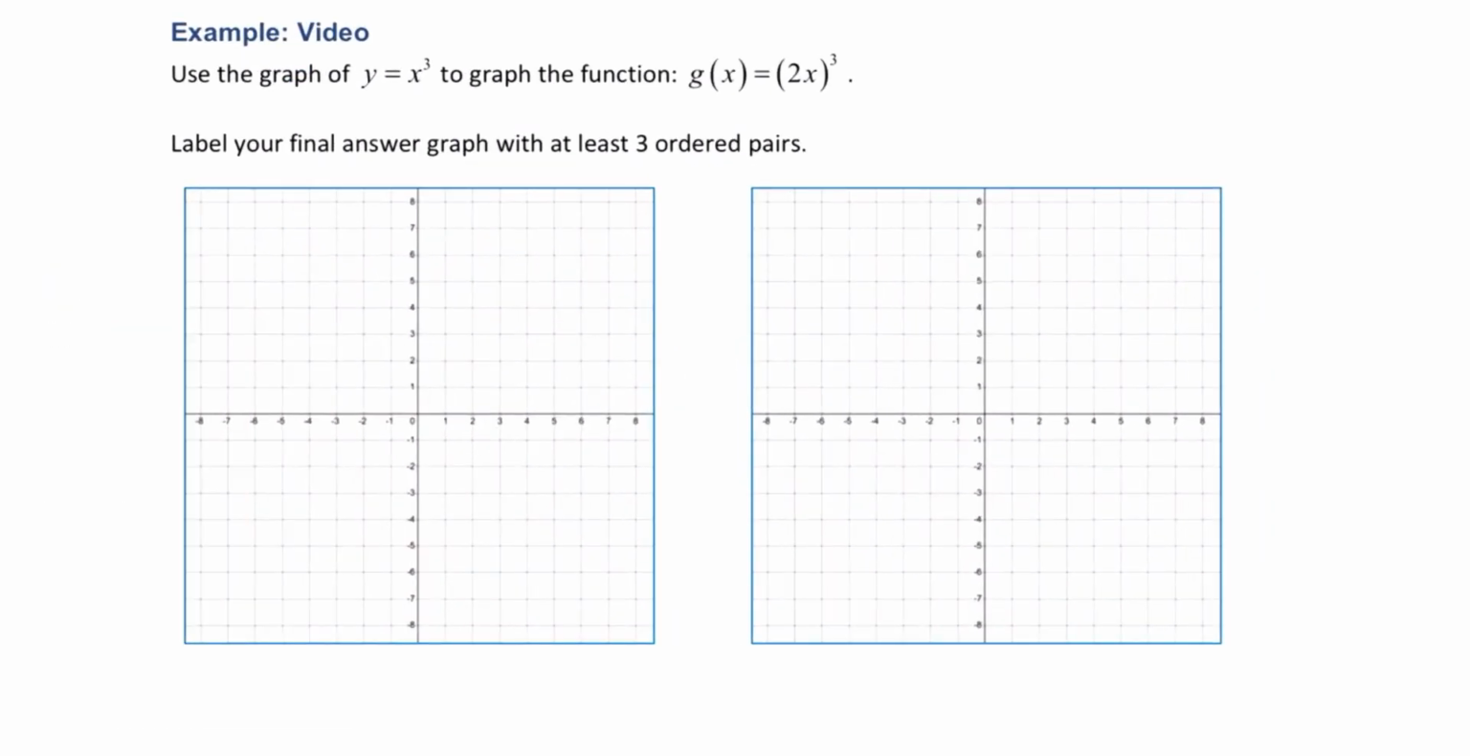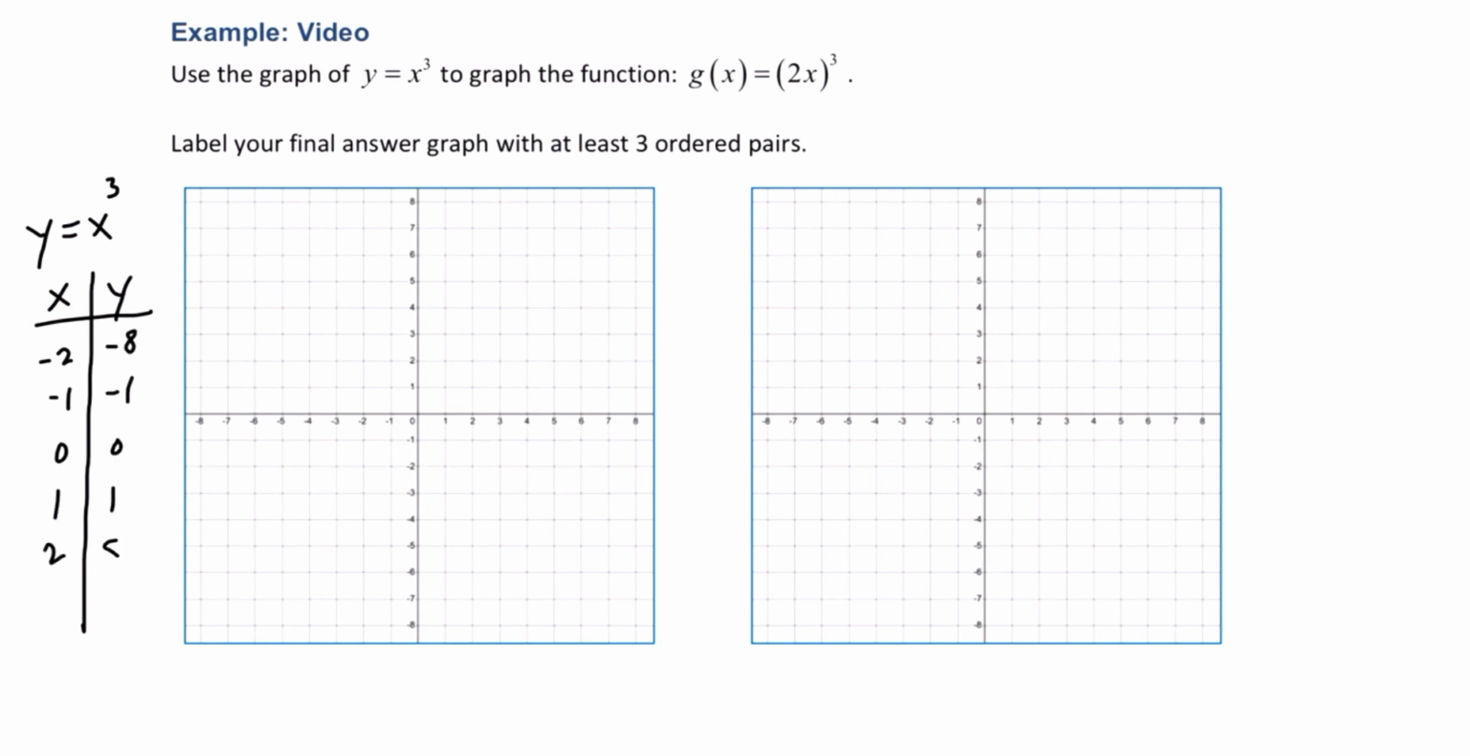For example, let's look at the graph of y equals x cubed and use it to help graph g of x equals (2x) cubed. First, y equals x cubed. We'll look at this familiar cubic function. X values will go from -2 to +2. And then graph that. And we get this cubic function.